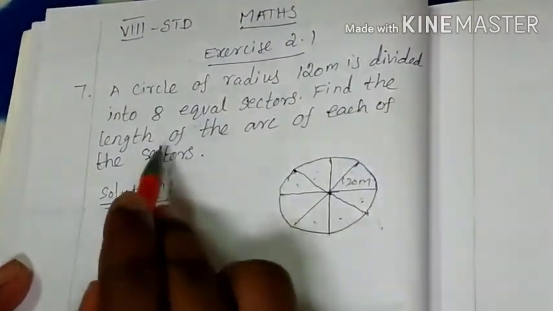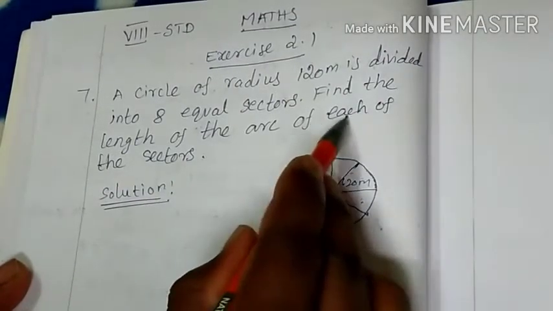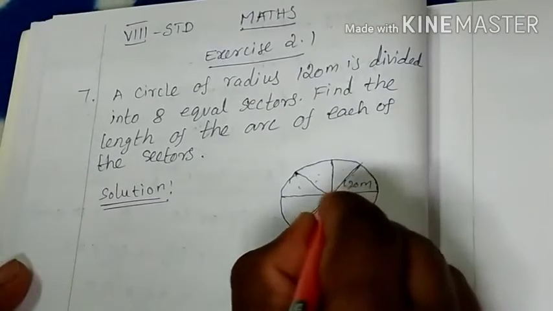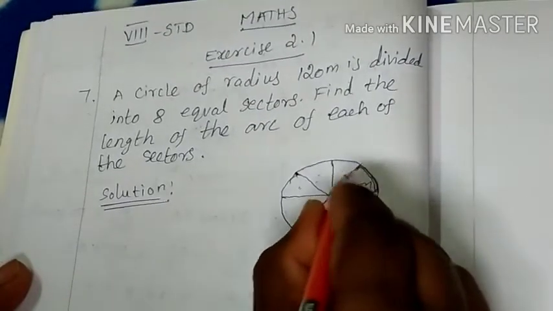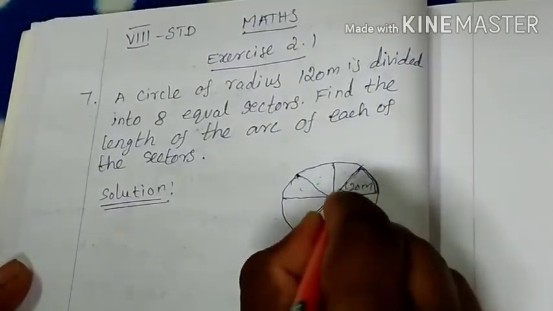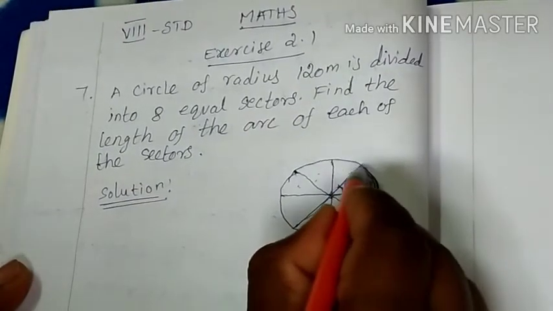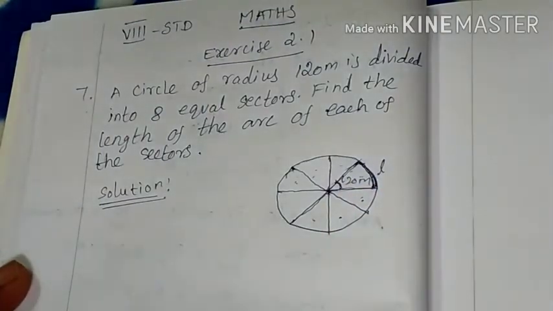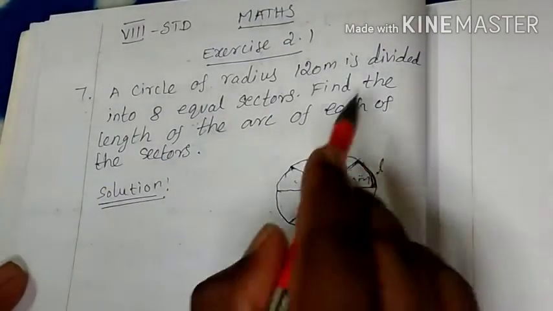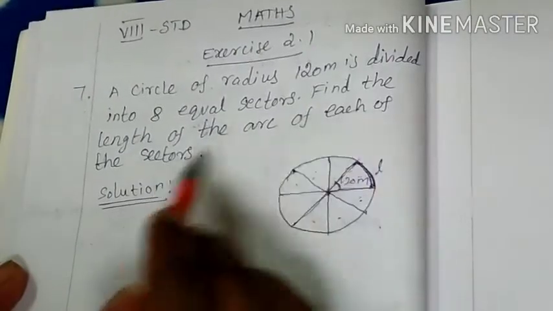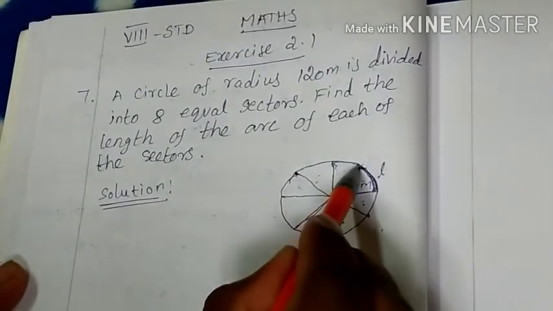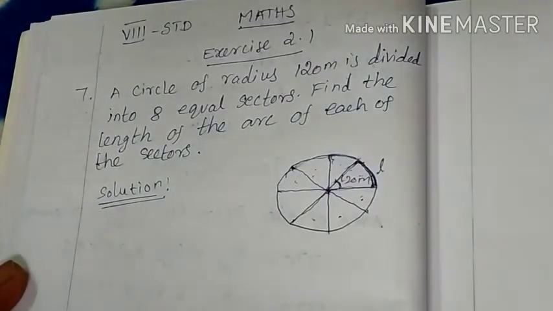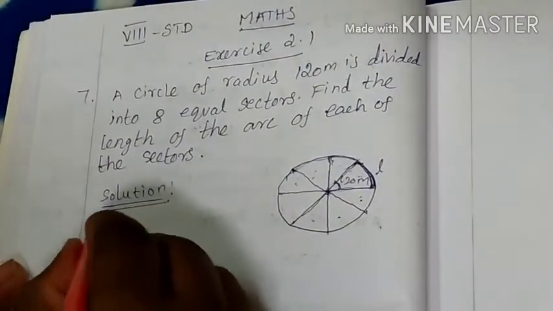Then find the length of the arc of each sector. If you consider this as one of the sectors, what is the arc length? This is your question. What is the arc length of this one? The question is to find the length of the arc of each of the sectors, not only this arc. So every arc length is equal. Okay, here is the solution given.